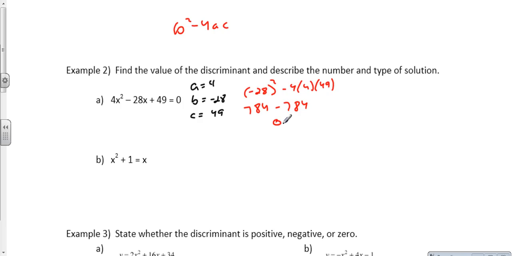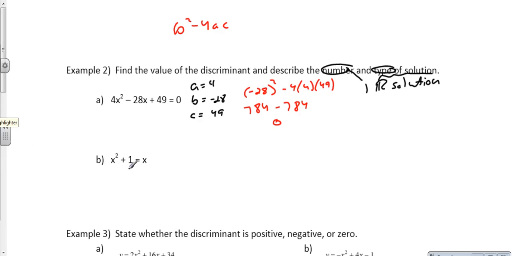And we get 0. So what does it mean to get a discriminant of 0? Well, by our table, it means that there is only one intersection point. So we have one real solution. So describe the number, that's 1, and the type of solution, that's real. So one real solution, and that's what our table says.